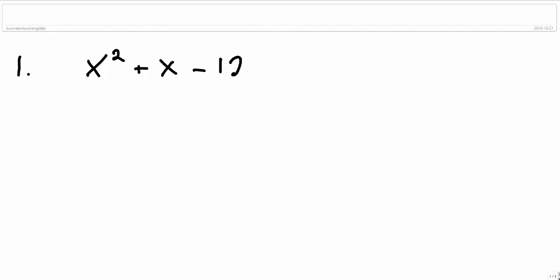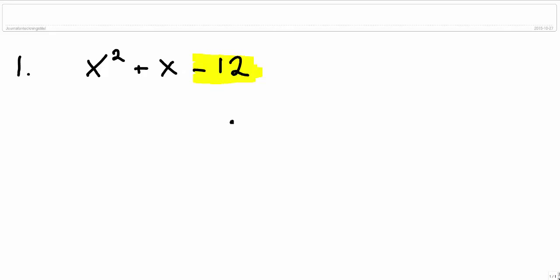So the first step was to just have a look at this constant. In the beginning we can just ignore the sign, just have a look at the 12, and how do we get a 12 from two factors? Well, 1 times 12, 2 times 6, 3 times 4 are the ones that come to mind. With these two factors, we also have to get this plus x.